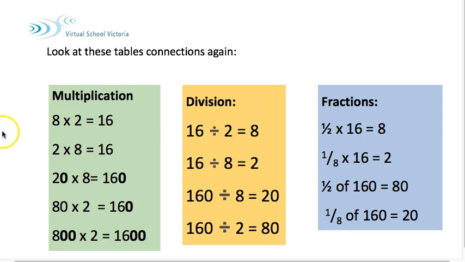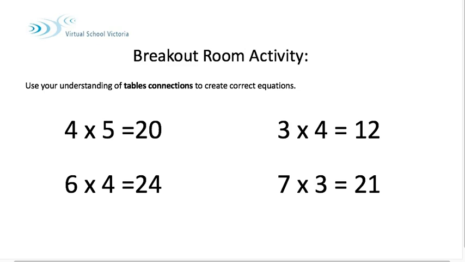So let's have a look at those connections again. Look at the patterns. One multiplication table will give you all that. Now, what you need to do is take a piece of paper, choose one or do them all, and see how many connections you could make. I reckon if I took 4 times 5 equals 20, I reckon I could create at least 20 really good connections. That is your challenge.